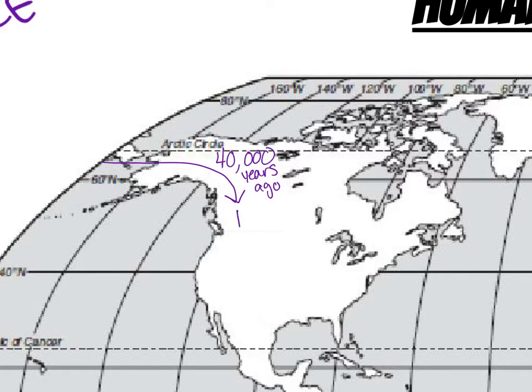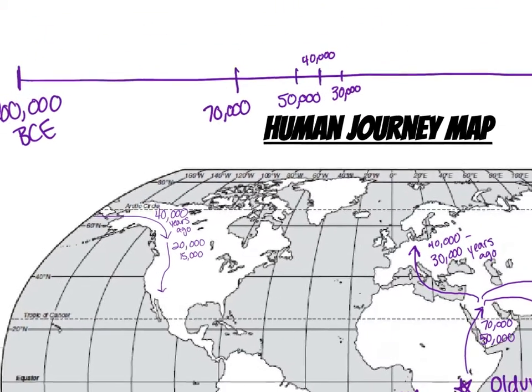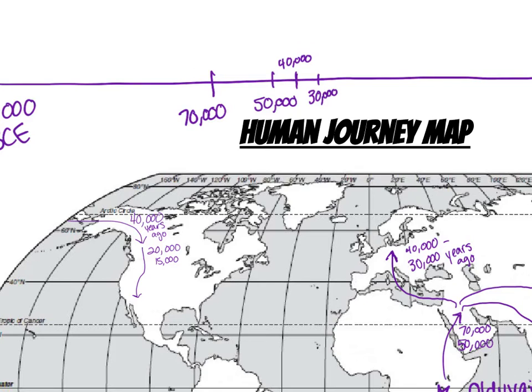So they eventually start making their way down through the U.S. This is going to start the process. It's going to be about 20,000 to 15,000 years ago when they start really making their way into North America. So we need to map 20 to 15 on our timeline. 15,000 years ago.